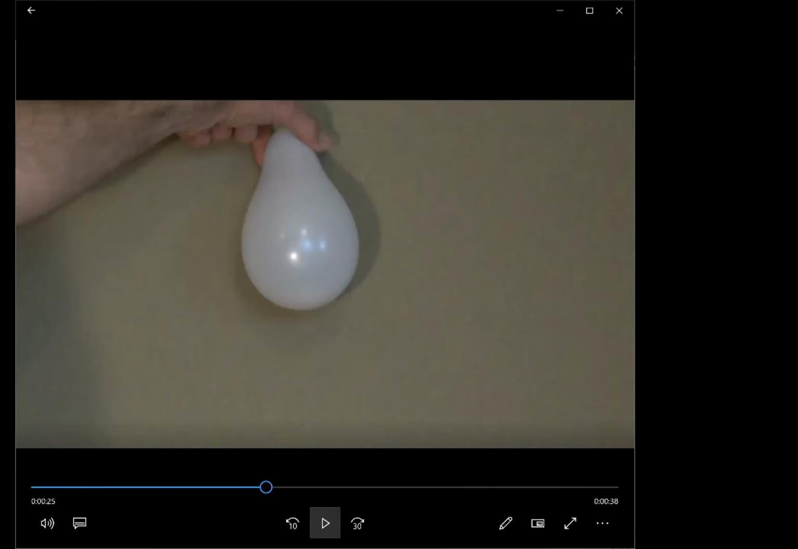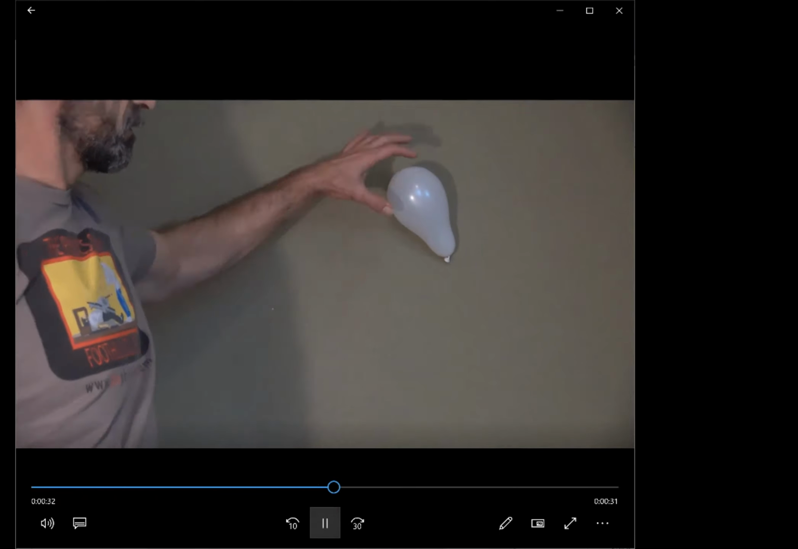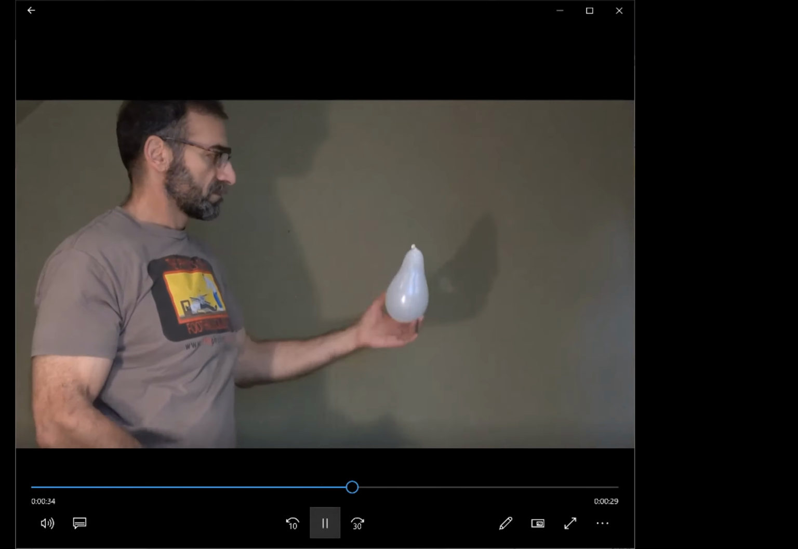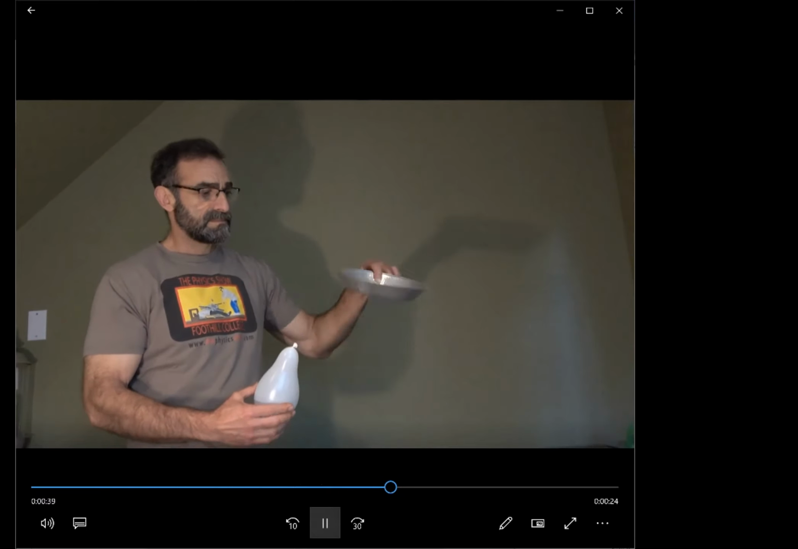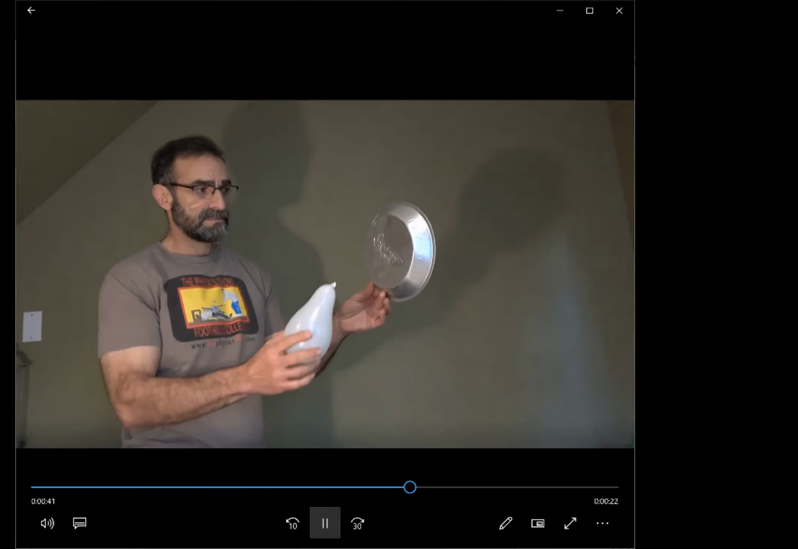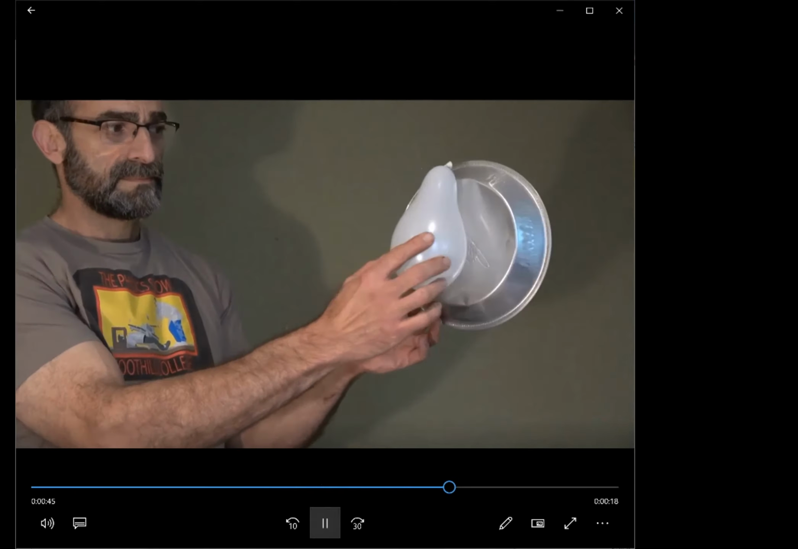And most of us have done this. Not everybody's done this, I guess. So let's see what happens. As you probably knew, the balloon sticks to the wall. Now I'm going to take the balloon and hold it up to this aluminum pie plate. That's an electrical conductor. Pause the video and predict what's going to happen when I let go of that balloon.